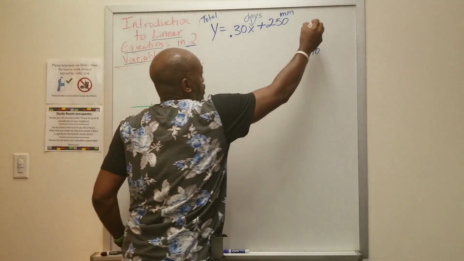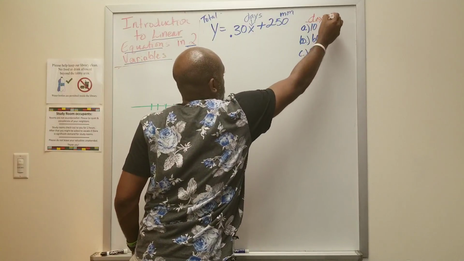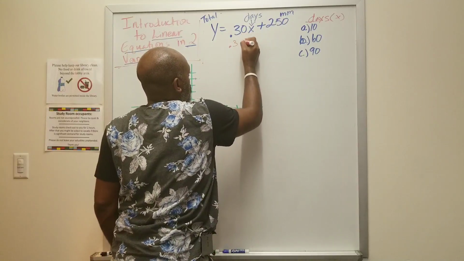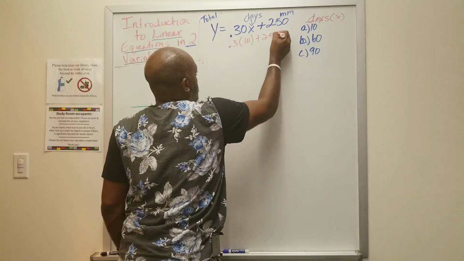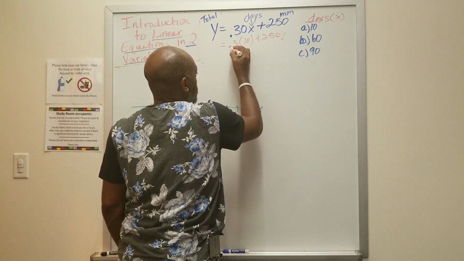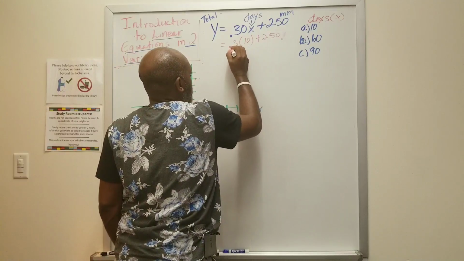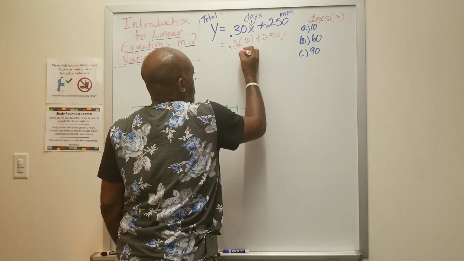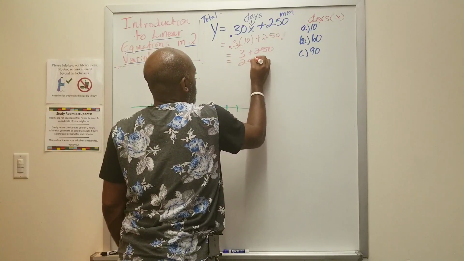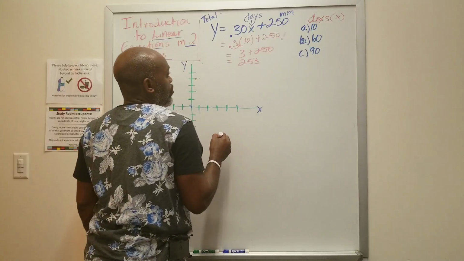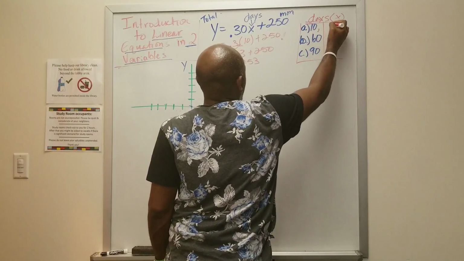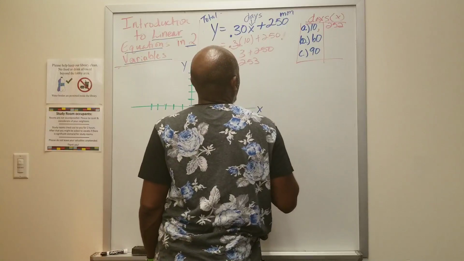All right, so what we're going to do, we're going to replace this, because this represents days. We're going to replace this with X. So we have 0.3. I'm going to take out the 0 plus 250. All right. So this is times 10. So 30 cents times 10. That's basically moving the decimal place over once. So that's 3 plus 250. All right. So that's going to be 253. Okay. So after 10 days, see that? After 10 days, y is going to be 253.